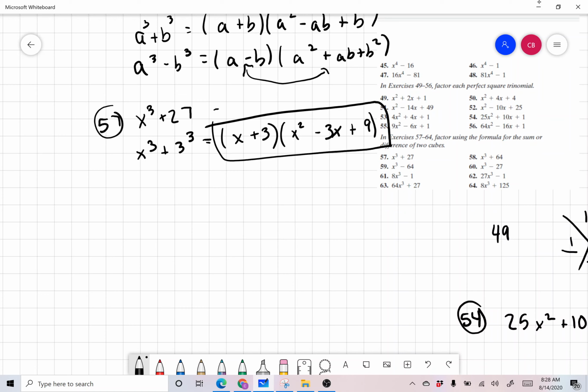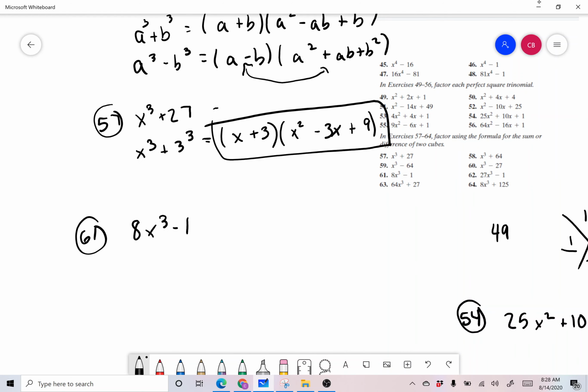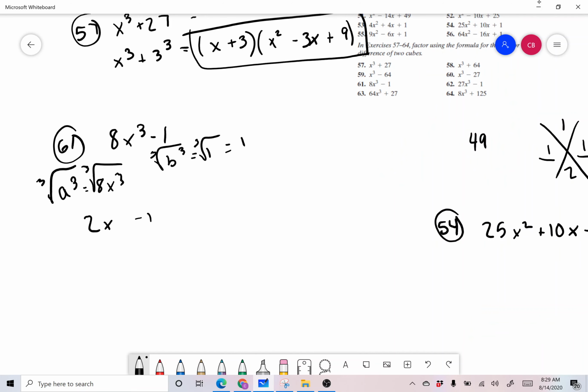Okay, let's do that one more time. We're going to do 61. We have 8x cubed minus 1. So in this case, a to the third is equal to 8x cubed. We take the third root. That is 2x. The third root of 1 is simply 1. So we have negative 1. Okay, so our form is going to be 2x minus 1.